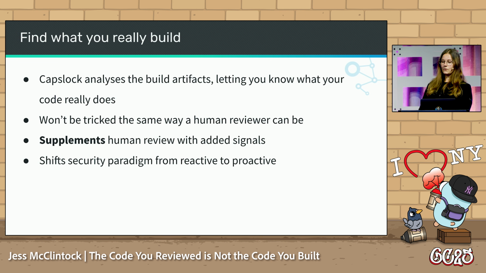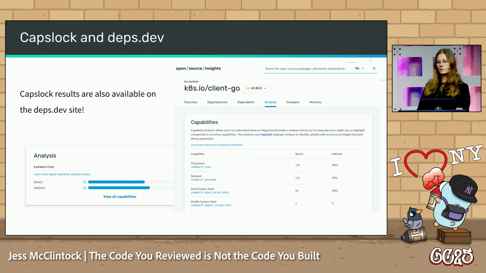So now we have the tools to analyze not just the source code, but the actual build artifacts and what they're capable of. And tools like this are so powerful precisely because they can't be tricked by methods like typosquatting or large PRs. Additionally, unlike vulnerability scanners that react to known issues, Capslock helps identify potential for harm by revealing unexpected changes to capabilities, even if no specific vulnerability is known yet. This shifts the security paradigm from reactive to proactive.